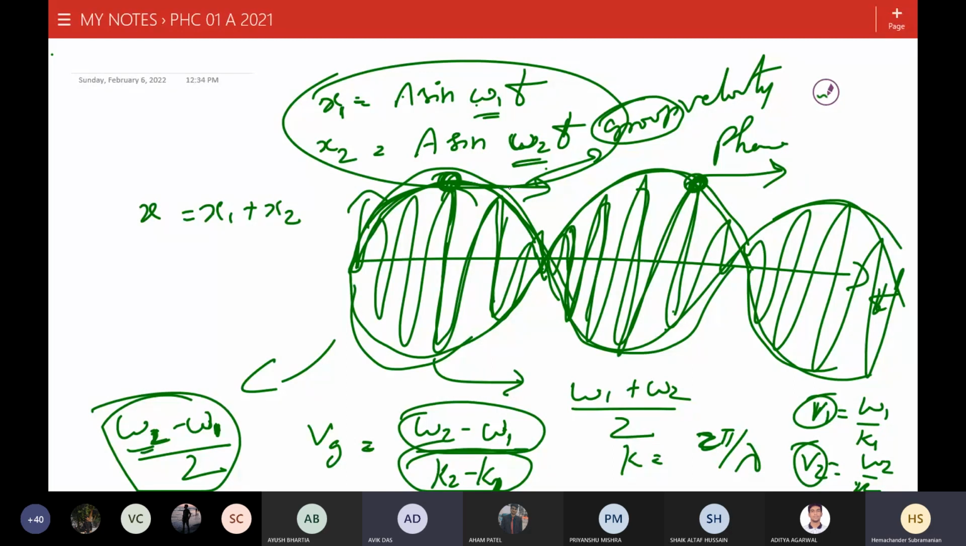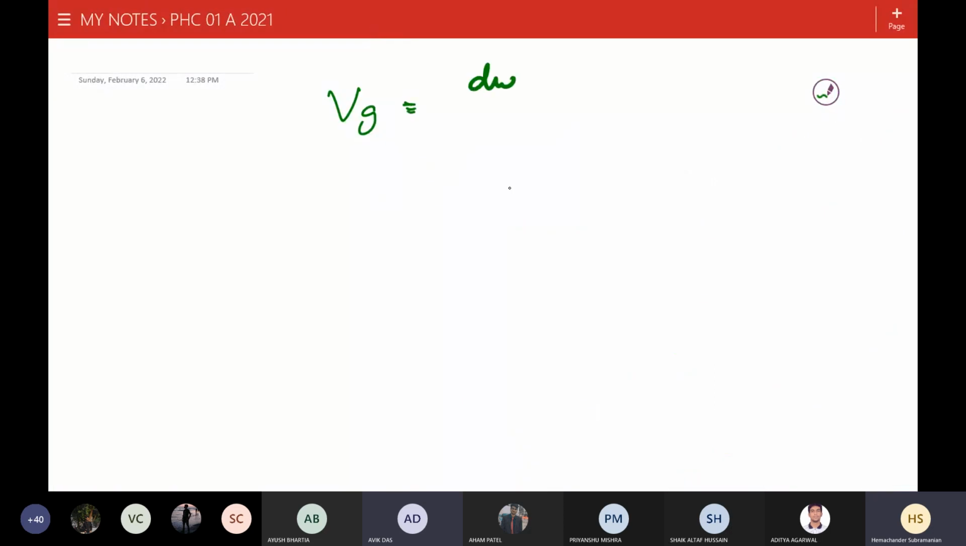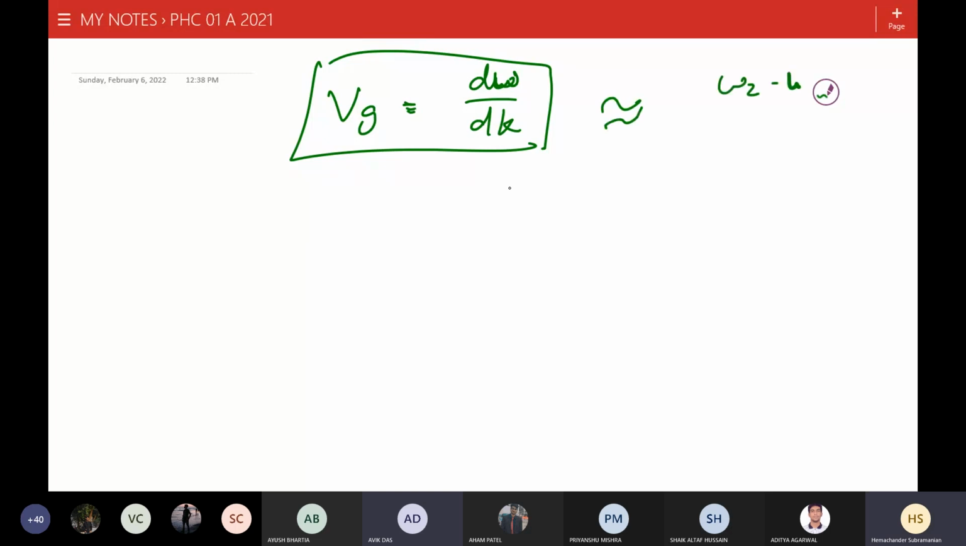That is my group velocity. And if you have many waves with slightly varying omega, then you would say d omega by dk. This is approximately the same as omega 2 minus omega 1 divided by k2 minus k1.